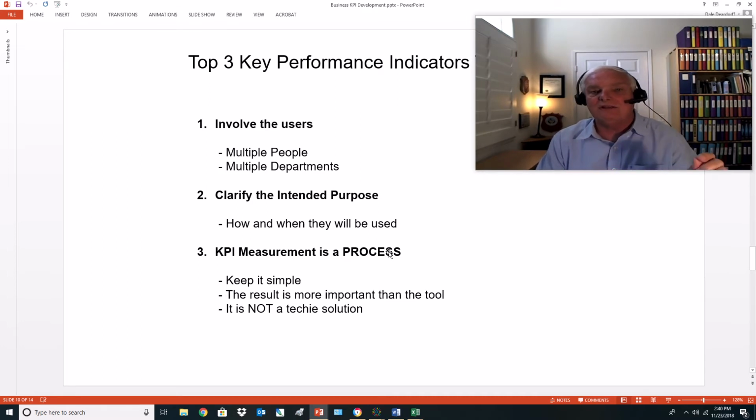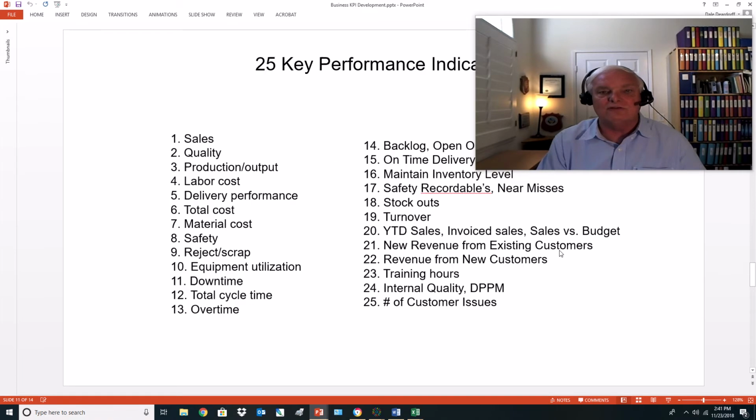So once again, the top 3 key performance indicator takeaways are: involve the users, clarify the intended purpose, how and when will these be used? And don't forget that KPI measurement is a process, so keep it simple. The result is more important than the tool, and this is not some sort of high-performance techie solution to understanding what's happening. This is a valid measurement of where your organization is moving.